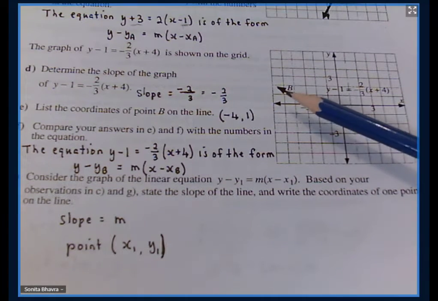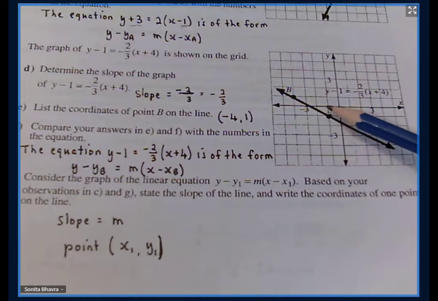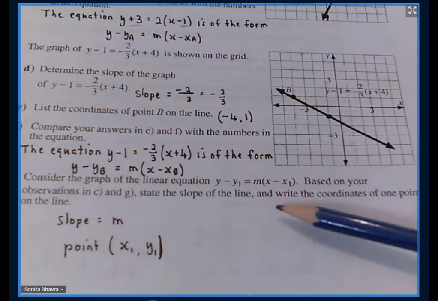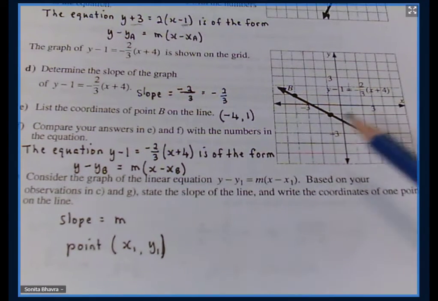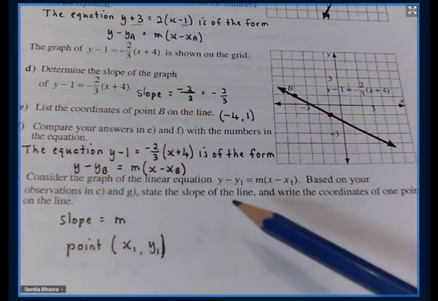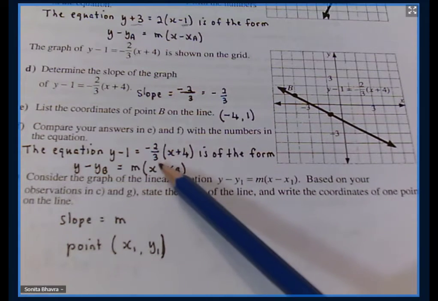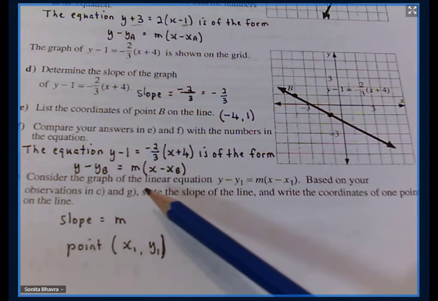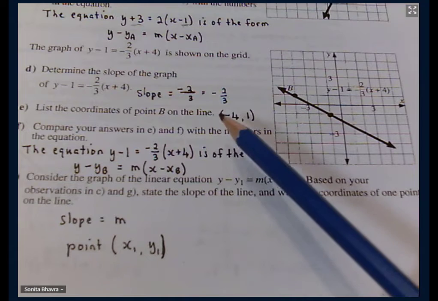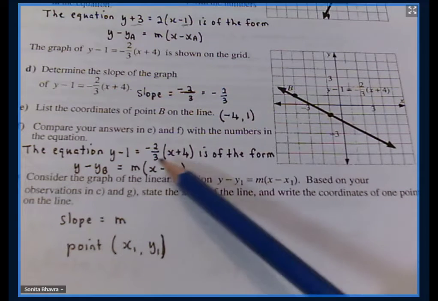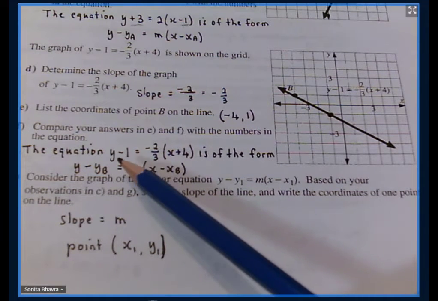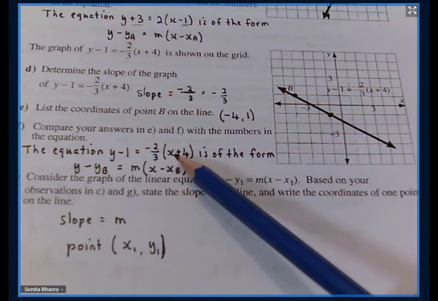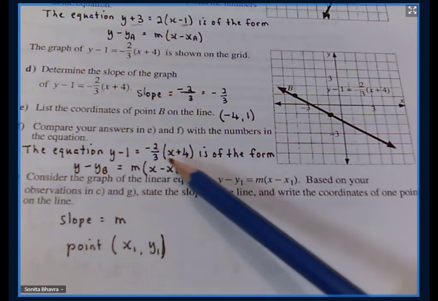Next, the coordinates of B. B is right here. The coordinates for that are negative 4 and positive 1. If we look at our equation, y minus y1 equals m(x minus x1), our slope is still represented by m, and our coordinates, negative 4 and 1, are represented here. So y minus 1, and then x minus negative 4 becomes x plus 4.